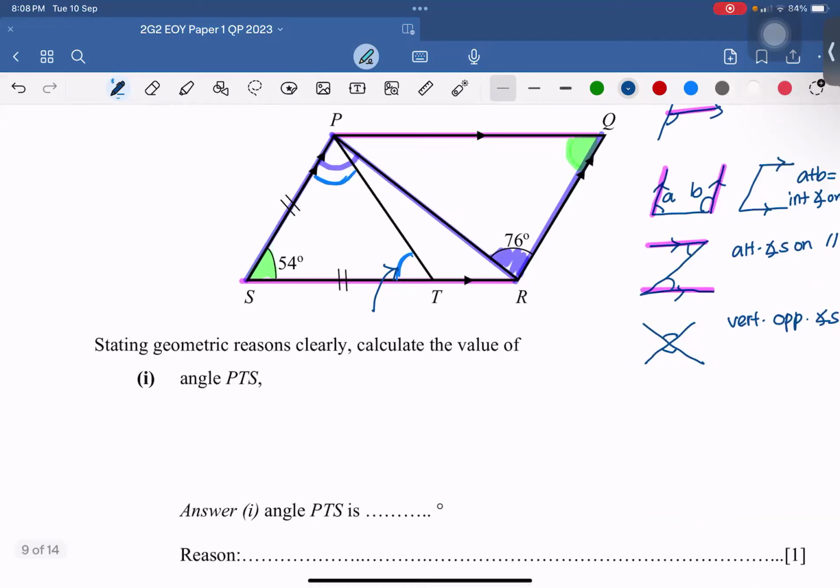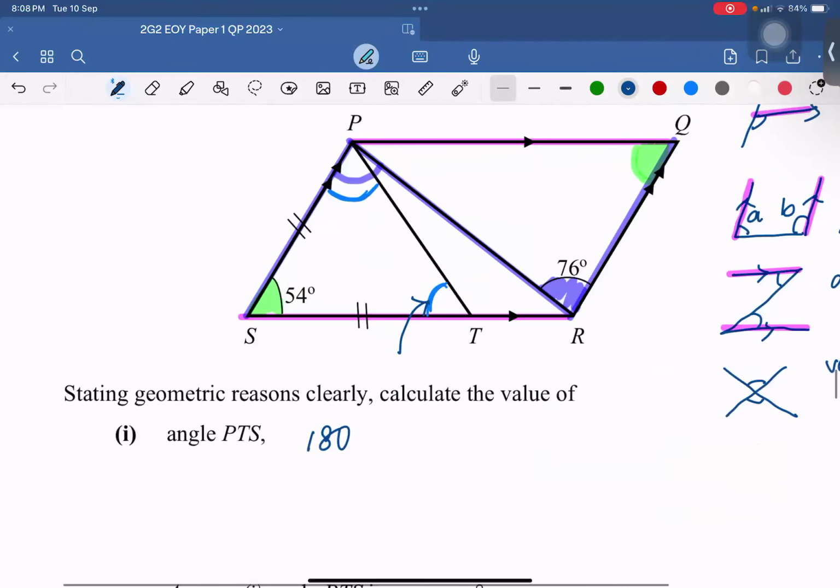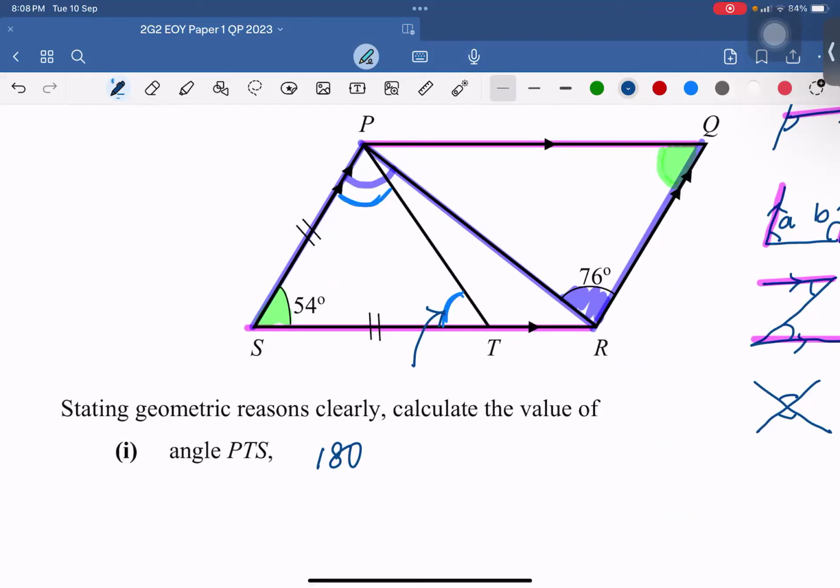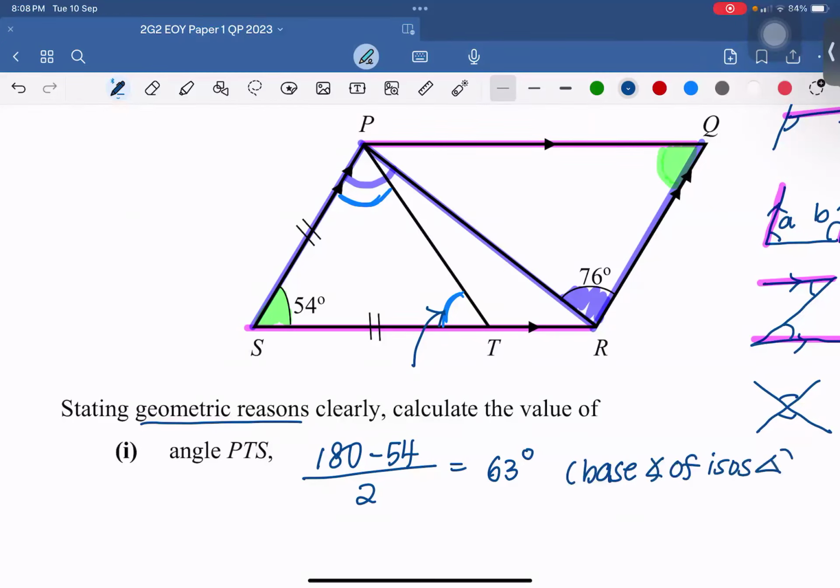Right, so let's go through with angle PTS. I want to find this one. I know it's an isosceles triangle. So what do I do? I take 180, minus 54, divided by 2. Correct, very good, both of you. So 180 minus 54 divided by 2, the answer is 63 degrees. Write a reason. So this is called base angles of isosceles triangle.